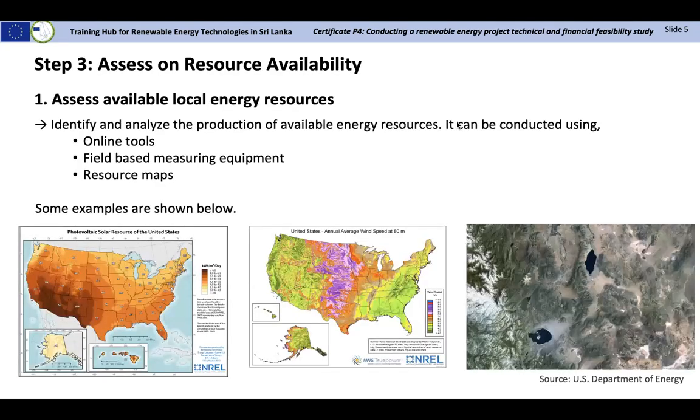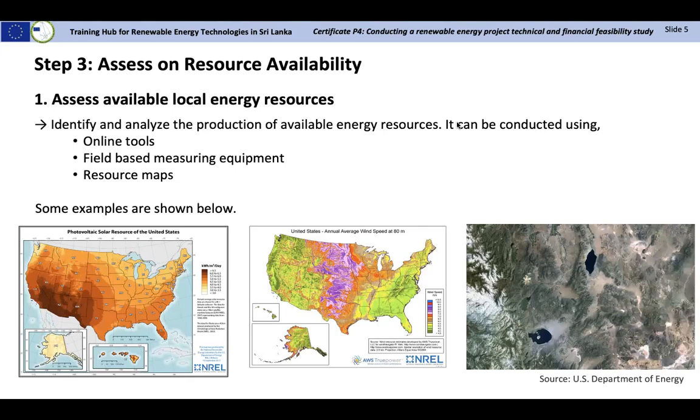And step number 3 is to assess resource availability, because that is very important when we are considering the renewable energy required for generation in the specified area. So first we have to assess the available local energy resources. For that, we can identify and analyze the production of available energy resources using several techniques. So what can we use? We can use online tools, field-based measuring equipment, and resource maps.